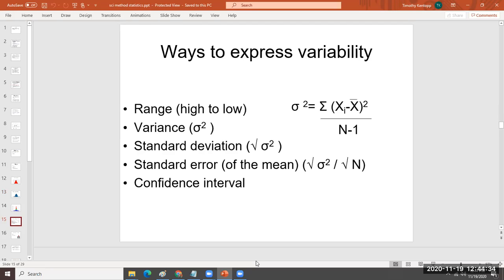So yeah, variability, there are much more granular ways to express variability. So range is one of them. Variance is another formal way to do this. Apart from standard deviation, you have a standard error of the mean and something called confidence interval.